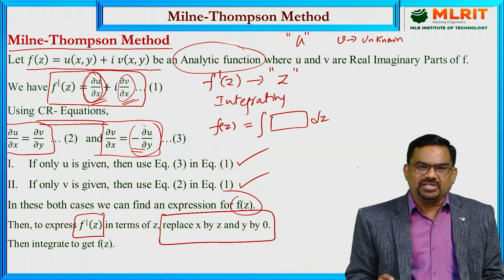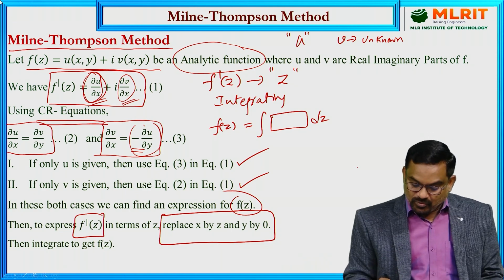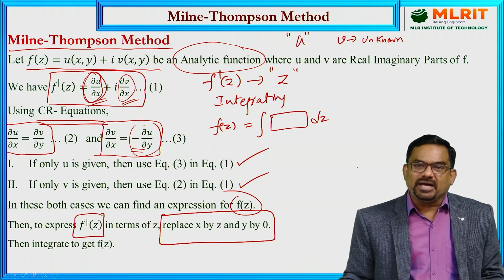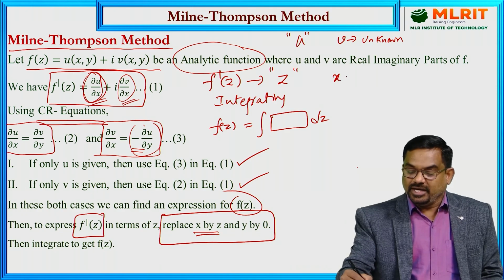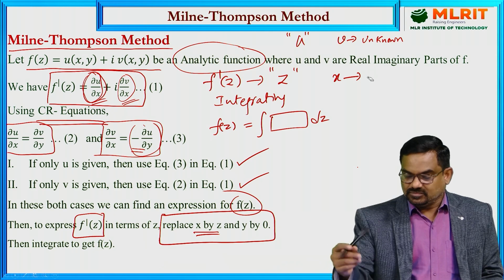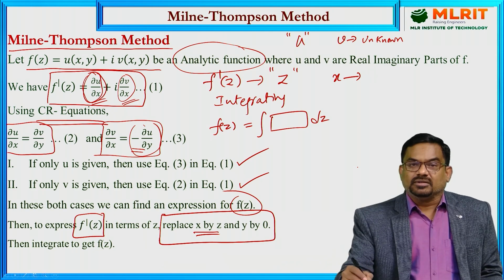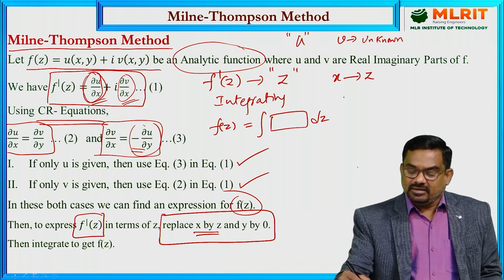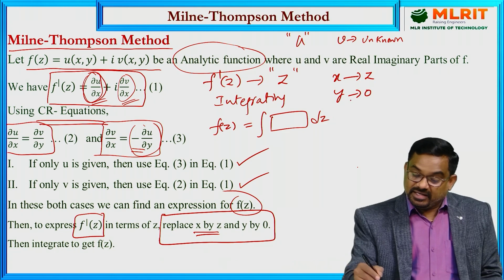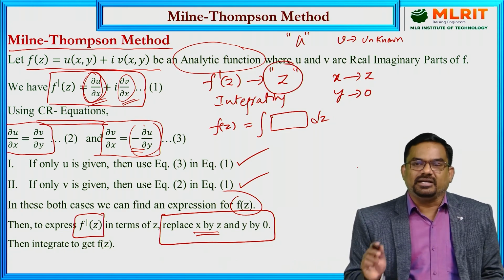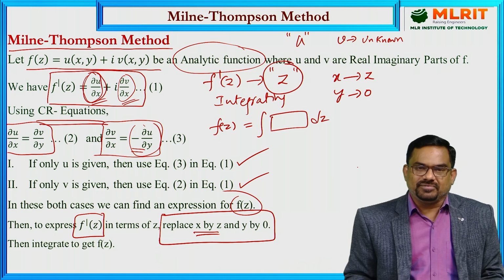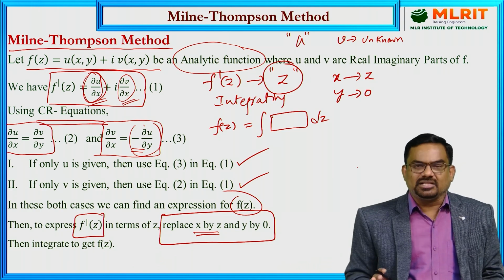Since f of z must be in terms of z, we replace x by z and y by 0 in the resultant function of f dash z, and then integrate to get f of z. So that is the Milne Thompson method.